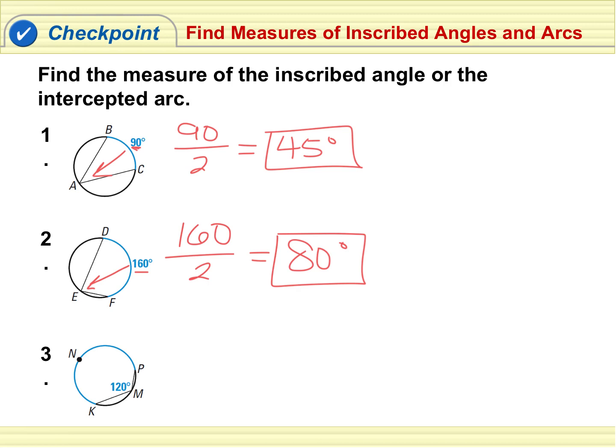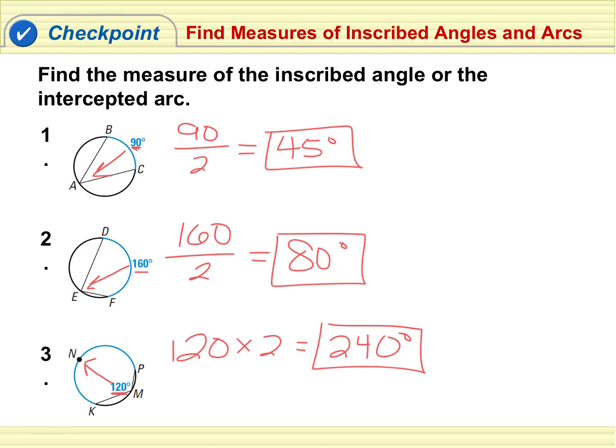Okay. Number 3, is it a central angle or an inscribed angle? Inscribed. Did it give me the angle or the arc? Angle. How do I go from the angle to the arc? 120 times 2, which is 240. Remember, which one is supposed to be bigger? The arc. The arc is supposed to be the biggest. Okay, is that true for all the ones that we did? Yes. Okay.